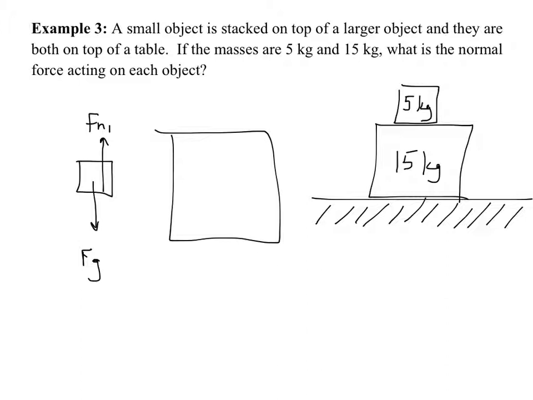What is the box in the middle? That's the large object. FN stands for normal force. That's a mass, not a force. What is pulling down on the big object? The force of the small box and gravity. So here is the weight of the first object acting on it, and here is its own weight. And then reacting back up is Fn2.